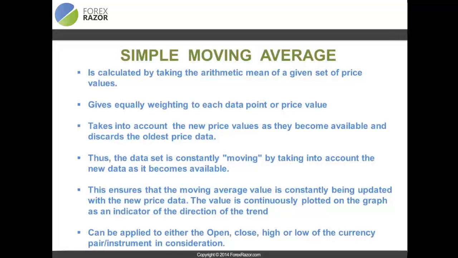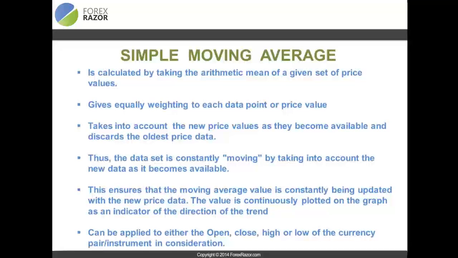Simple moving average is calculated by taking the arithmetic mean of a given set of price values. It is one of the most trivial and commonly used moving averages. The simple moving average gives equal weighting to each data point or the price value considered for the computation of the average. So as the new prices keep becoming available, the simple moving average discards the oldest price data and keeps using the latest price data in place of the oldest one.